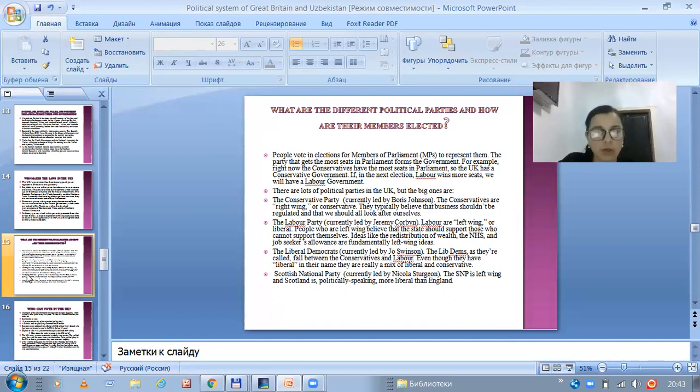The Scottish National Party, currently led by Nicola Sturgeon. SNP is left wing, and Scotland is politically speaking more liberal than England.